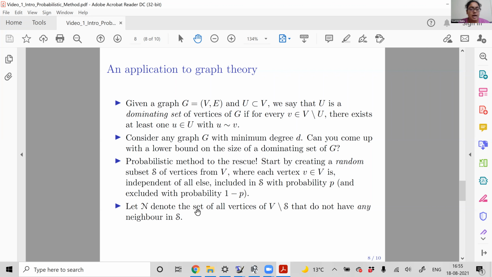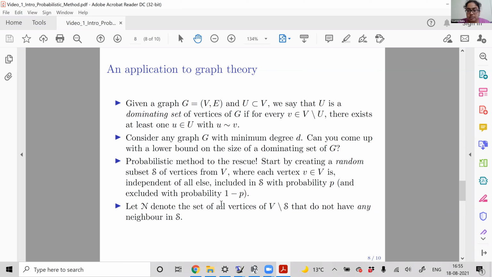So I'm going to use the probabilistic method to try to answer this question. The idea is, again, you bring in randomness where there is no randomness a priori. So you start by creating a random subset S of the vertices from V.